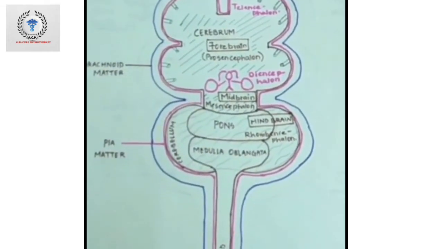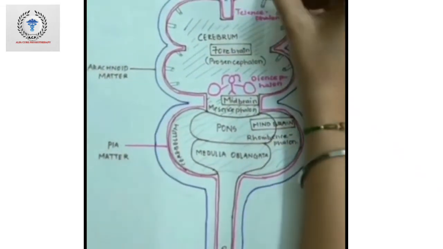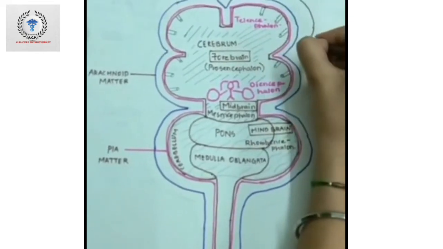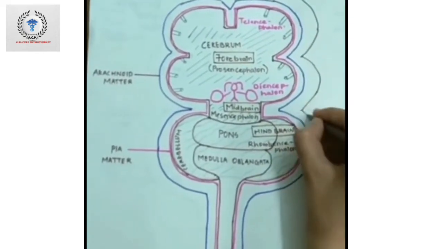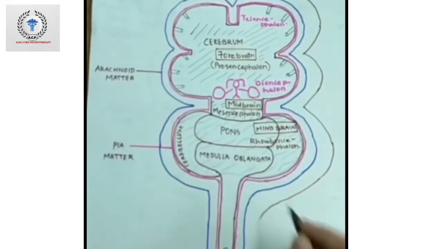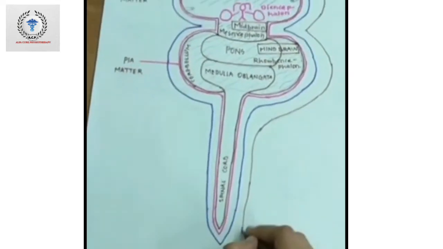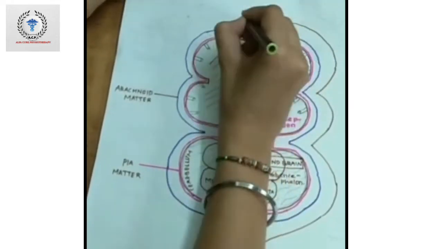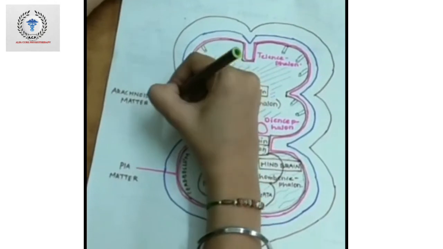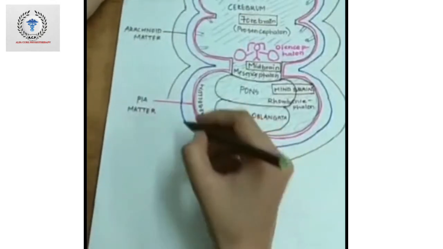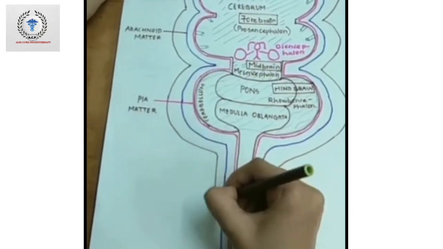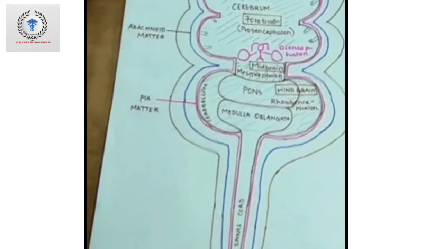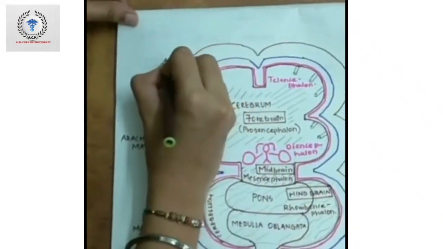Then there is one more layer, the third layer or the outermost layer, which is very tough, strong and hard, and it also has presence of nociceptors or the pain receptors. This layer is called as dura mater.